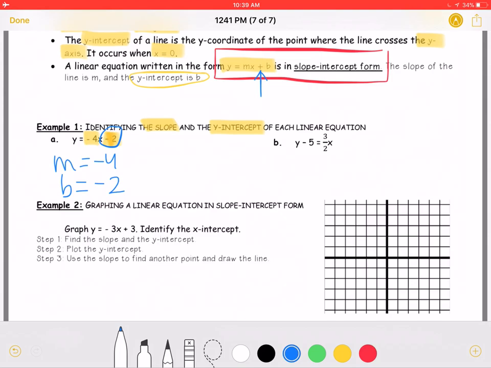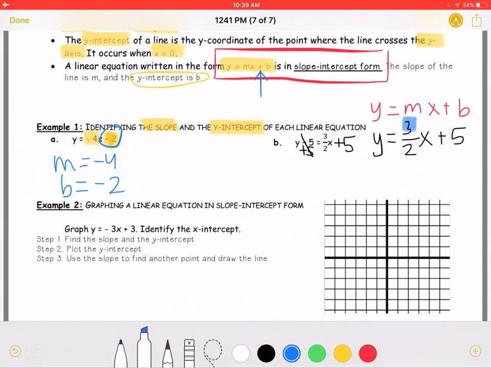So to get y by itself, I'm going to add 5 to both sides. So now I have y equals 3/2 x plus 5. Now this is in y equals mx plus b form. We have our m, which is 3/2, and we have our b, which is 5. Since it's plus 5, those are going to be positive values. So we're going to just write m equals 3/2. That's our slope. And our y-intercept is 5. So now we're done. Let's move down to example 2.